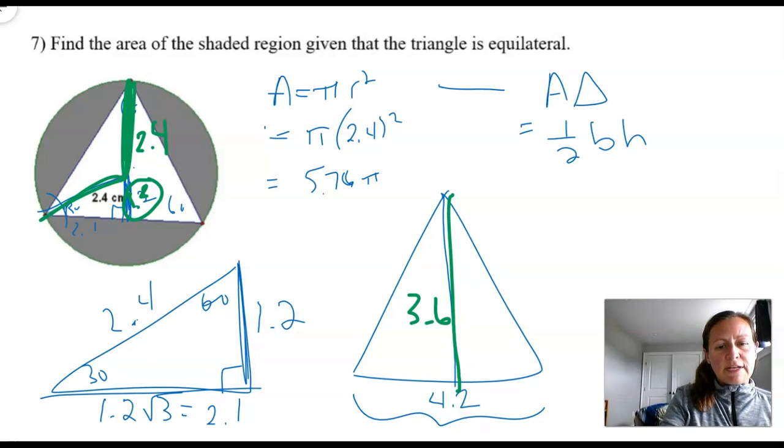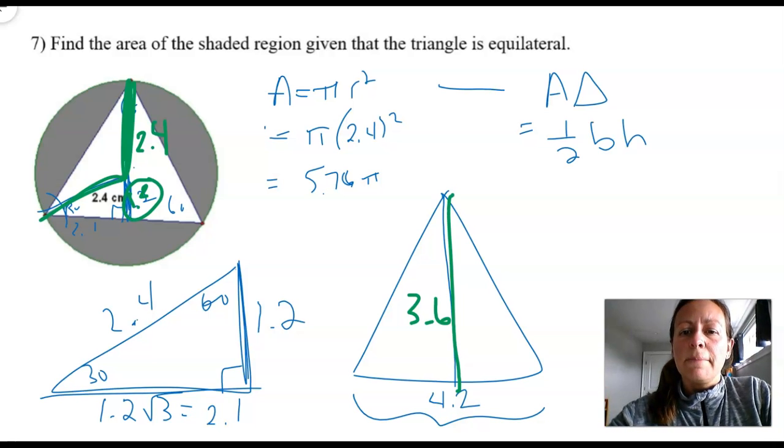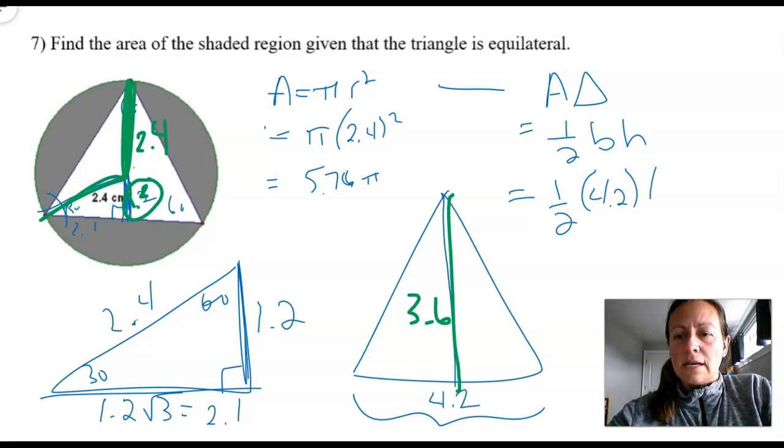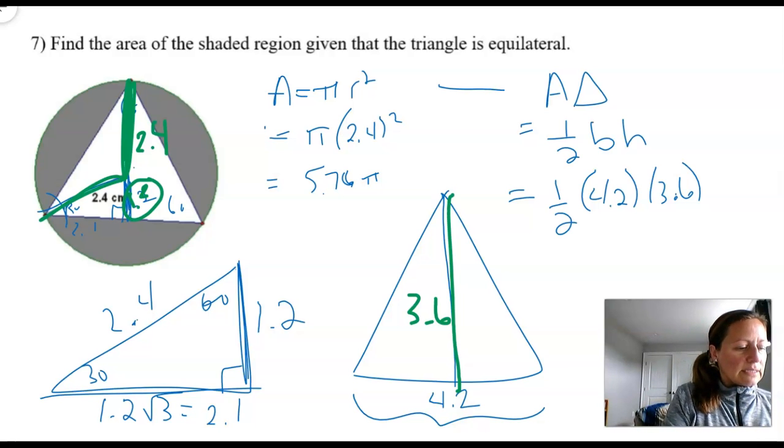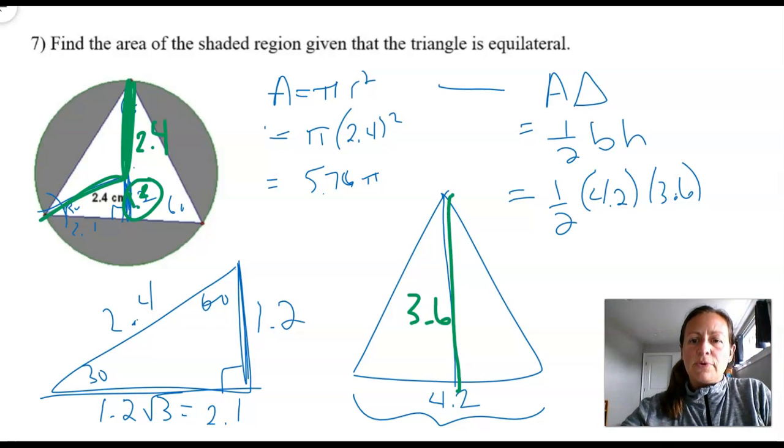Now I've got the stuff I need to plug into this formula up here for the white triangle base and height. 1/2 the base of 4.2 times the height of 3.6. Okay, let's go and calculate that. 4.2 times 3.6 divided by 2, or times 1/2. I get 7.56.